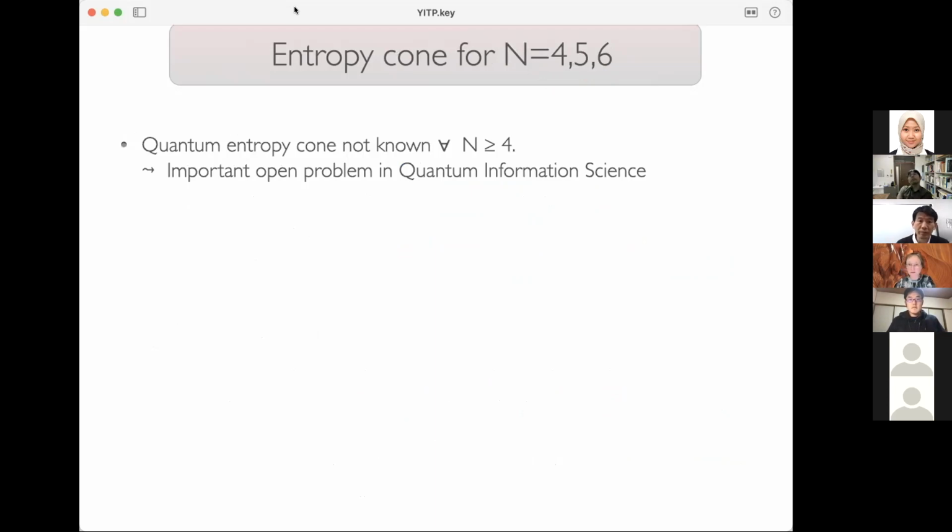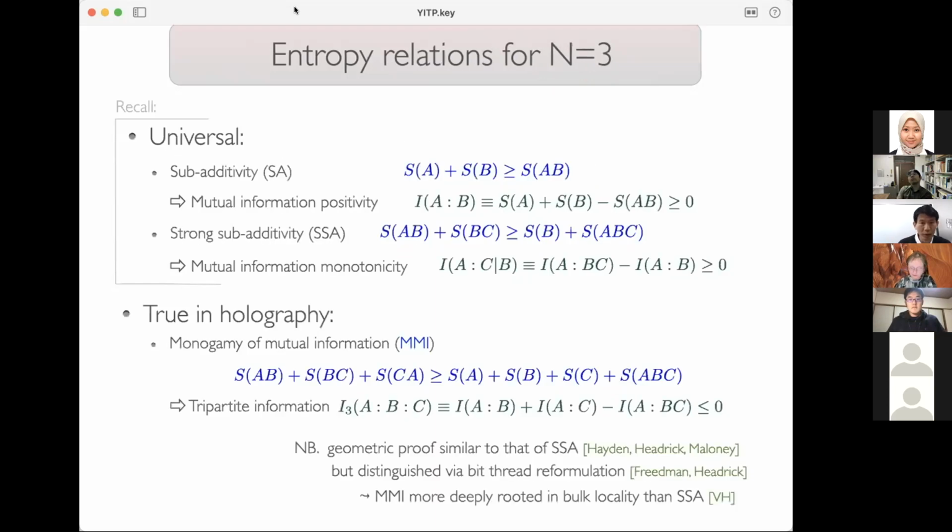The quantum entropy. Oh, yes. Can I ask a basic question? Yeah. What exactly is the condition for the holographic entropy cone? Good. That's precisely what we're trying to find.